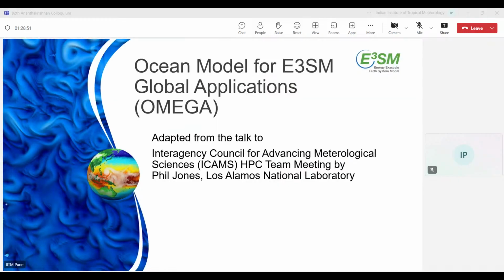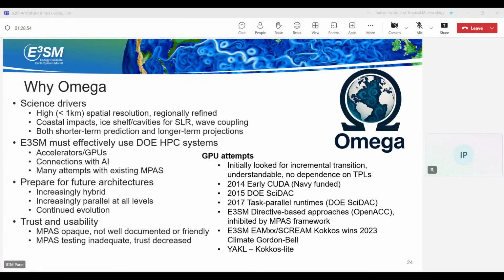One topic, quickly, the ocean model. There are a bunch of science drivers we wanted to target: high resolutions and complexity in the coastal areas, trying to incorporate all that. There were so many efforts with the MPAS Ocean. The first one was Navy funded, and didn't go anywhere. We had a program through SciDAC. So many efforts. Finally, by the time we finished the atmospheric model development, we decided that we had to start from scratch and develop a C++ based model.